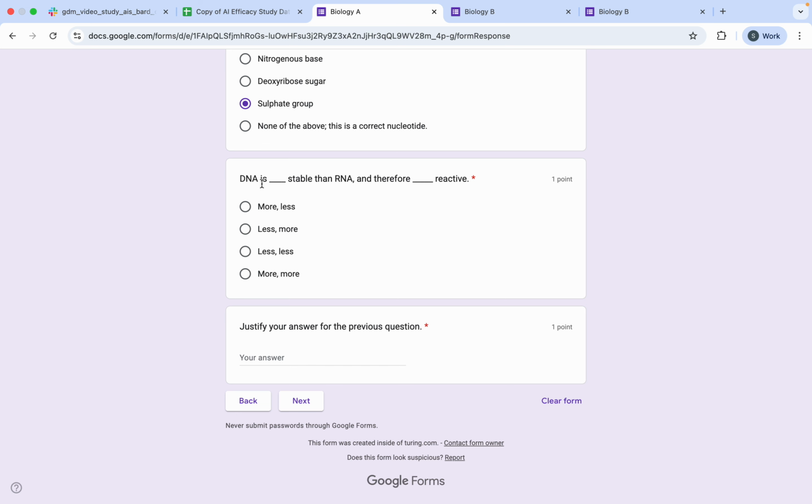Next is DNA is dash stable than RNA and therefore dash reactive. So DNA is more stable than RNA and it is less reactive, right? So more and less. So option A is the correct answer.